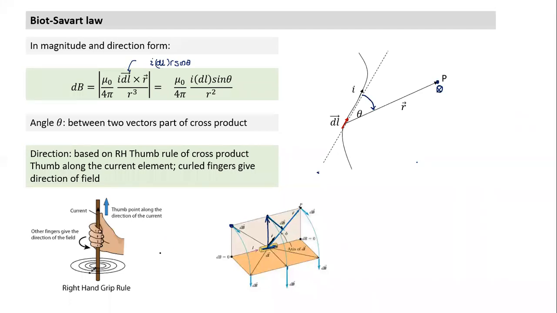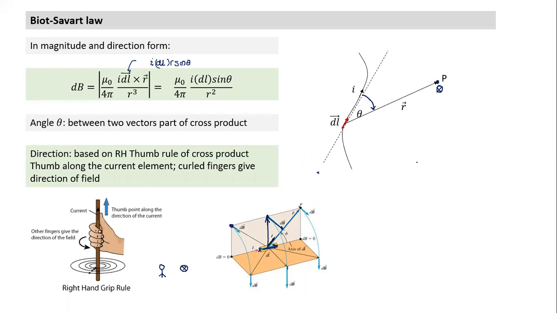And if I place myself here, if some observer is standing here, how would this observer see this current element? Will the current element look like a dot or a cross? Is the current coming towards him or going away from him? If I imagine the current element like an arrow, what will it look like? If I stand from here, I will see just the tail of the current element.